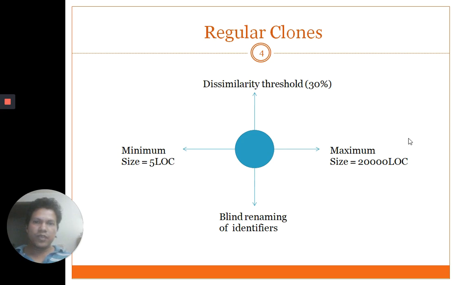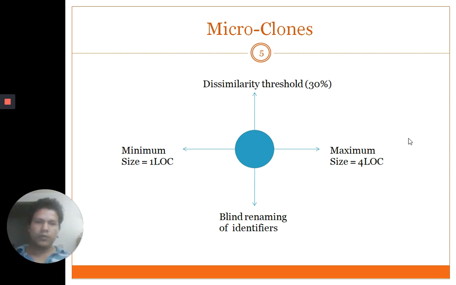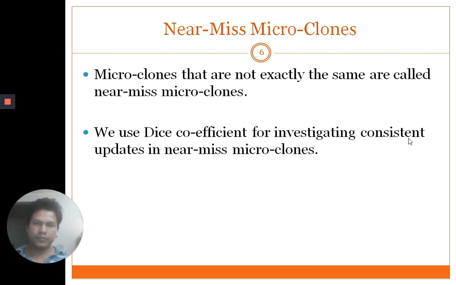If we consider the size of the code clones, we can categorize code clones into two categories: regular code clones and microclones. In the case of regular code clones, the minimum size threshold is 5 LOC and the maximum size threshold is 20,000 LOC. In the case of microclones, the minimum and maximum size thresholds are 1 LOC and 4 LOC respectively. We realize that the maximum size of a microclone fragment should be smaller than the minimum size of a regular clone fragment.